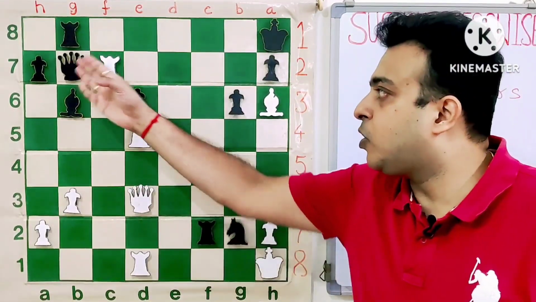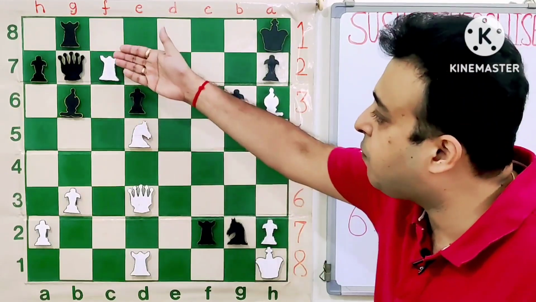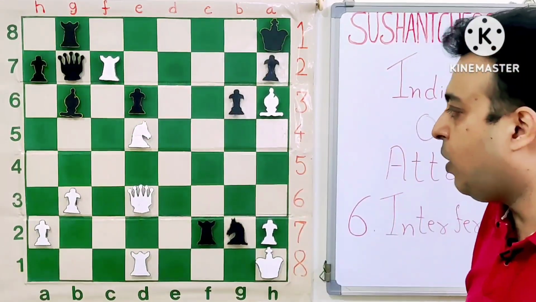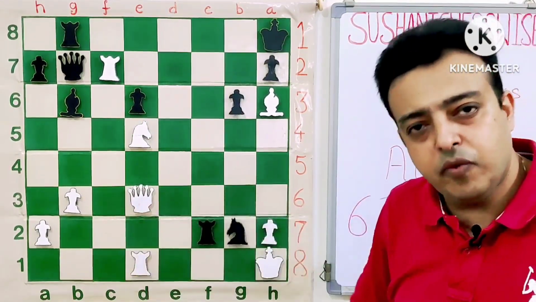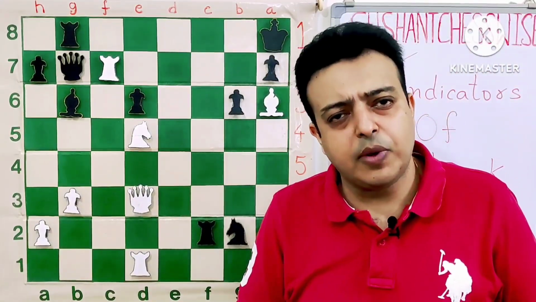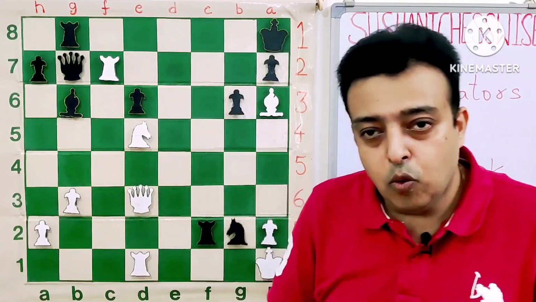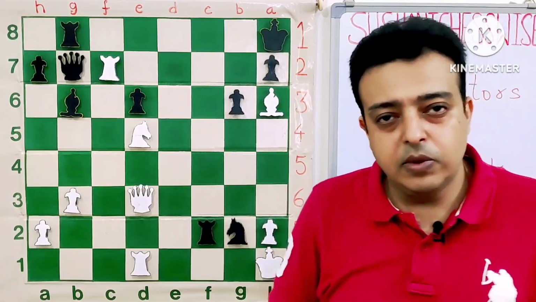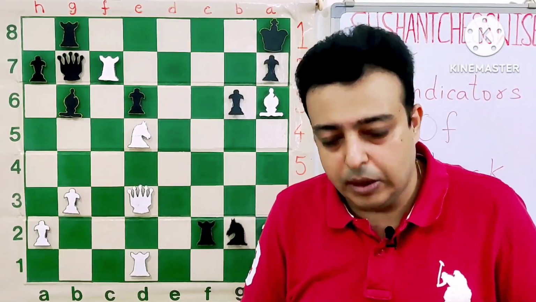So the only option would have been qc7, when again after knight c7 we have got the queen also, and there is the threat of qc3. So black resigned over here. So this example was very easy. Now let's look at the complicated case, which is our actual example for today.